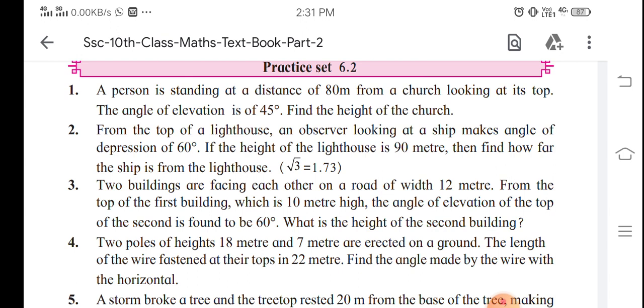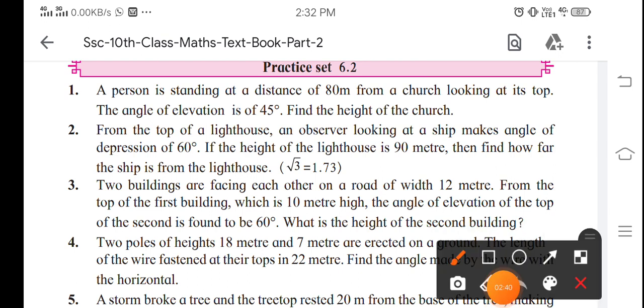See what they have given. They have given a person standing at a distance of 80 meters from a church, and he's looking at its top. The person is on the ground and he's looking at the top, that means the angle of elevation, and that angle they have given is 45. So we'll have to find the height of the church. Okay, so first we'll start by making the diagram.